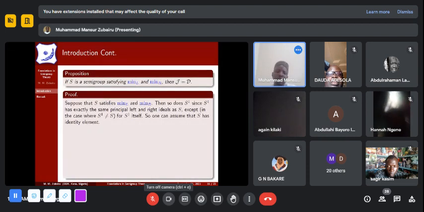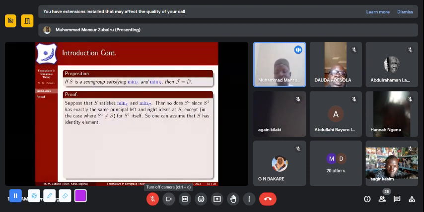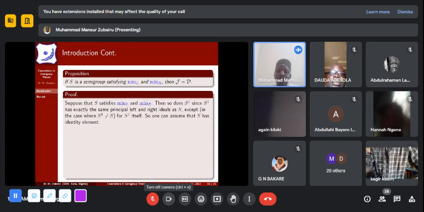Now, the next class of semigroups in which J and D are the same is those that satisfy this min condition: if S is a semigroup satisfying min L and min R, then J and D are equal. Let's see how to go about the proof. Suppose that S satisfies min L and min R, then so does S1, since S1 has exactly the same principal left ideals and right ideals as S, except for S1 itself. So one can assume that S has an identity element.